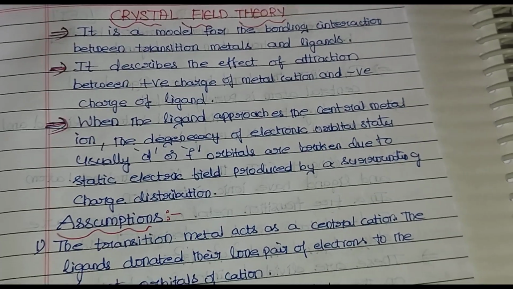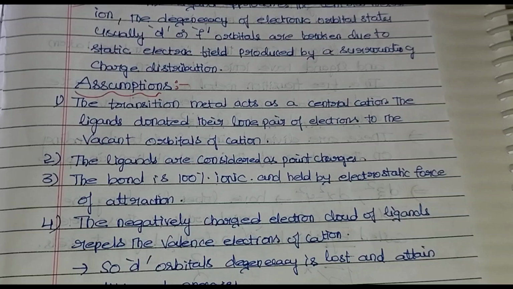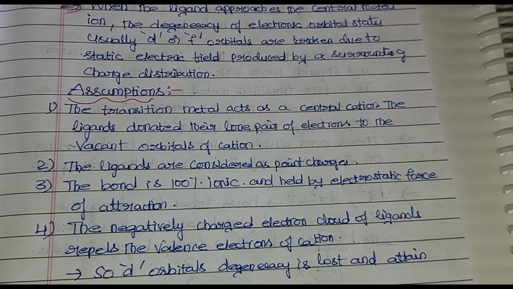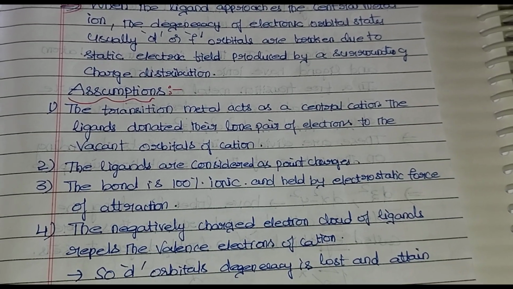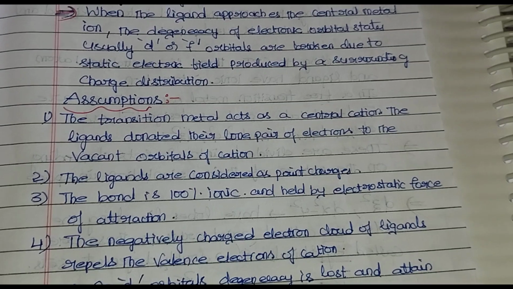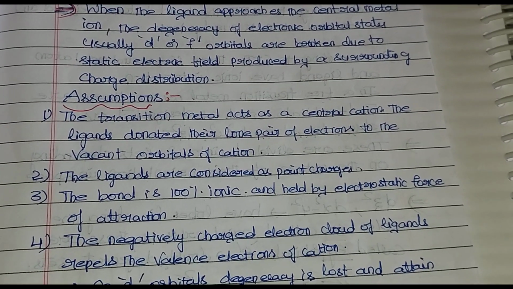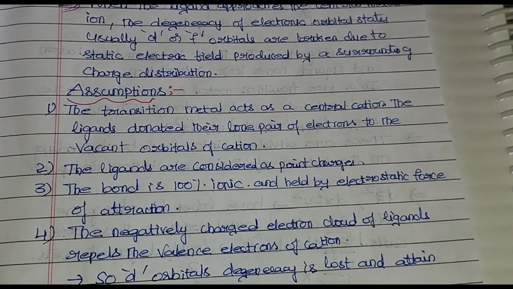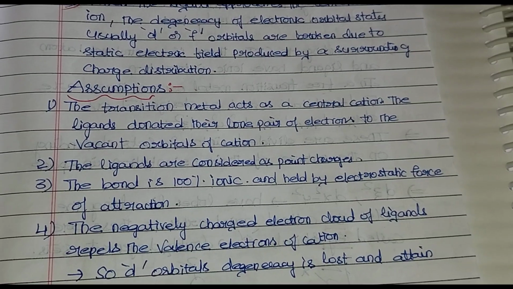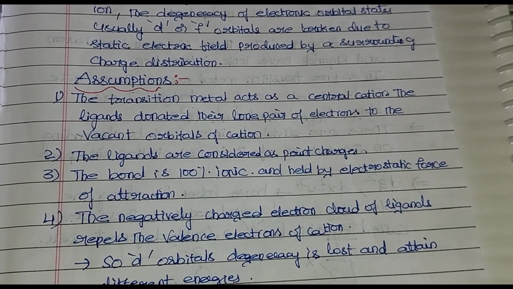So what are its assumptions? What are the assumptions of crystal field theory? The first one is the transition metal. It will act as the central cation, and the ligands donate their lone pair of electrons to the vacant orbitals of this cation. We can say that the ligands are point charges. The ligands are considered as point charges and the bond is 100% ionic. These are held by electrostatic force of attraction.